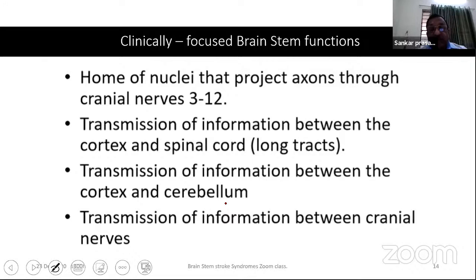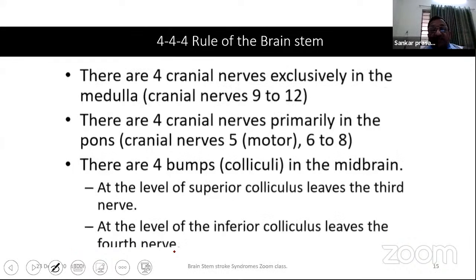Transmission of information also happens between cortex and cerebellum. Transmission of information between cranial nerves also happens, that is the medial longitudinal fasciculus. Let's look at the 4-4-4 rule of the brainstem. If you look at that, there are 4 cranial nerves exclusively in the medulla, that is 9 to 12. So if a patient presents with dysphagia, dysarthria, nasal regurgitation, dysphonia, then you can think that these are the nerves that are likely to have been damaged.